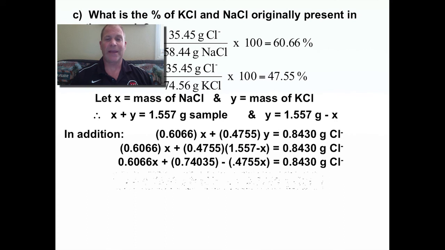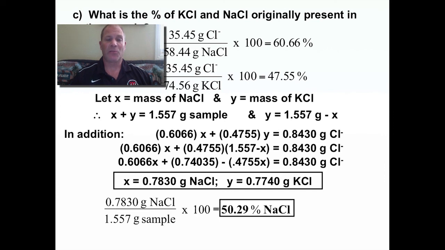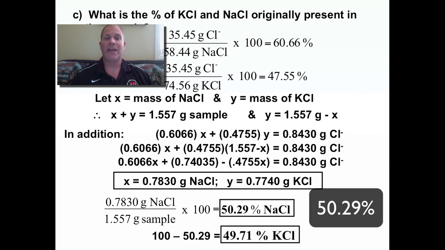So I isolate my X, go through the process of isolating X, and I find out that X is 0.7830, and then from that I get my Y, which is 0.7740, because I know both of these compounds must add up to 1.557. Now I take their masses divided by the total, which is 1.557 from the sample, and I get their percent. I realize that my sodium chloride makes up 40.29%, and the potassium chloride makes up 49.71%.